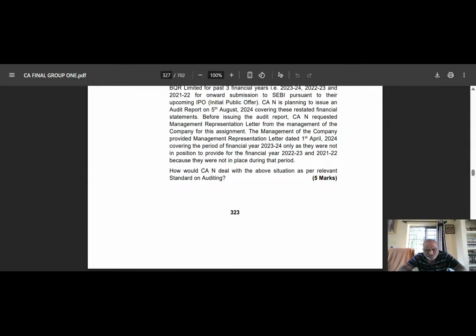As per section 2 subsection 2 clause 6 of the Chartered Accountants Act 1949, in case the management of BQR Limited does not provide a written representation as requested, the auditor shall discuss with the management to re-evaluate the integrity of the management and take appropriate action, including the impact on the auditor's report as per SA 705. This is the answer for that question.